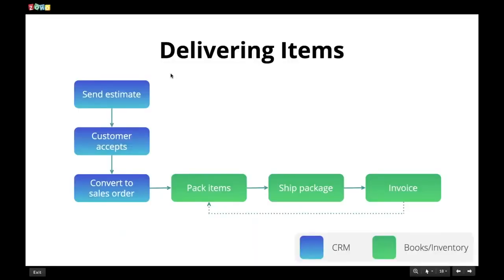So if we look back over at our diagram, we've sent an estimate. It's been accepted. We've converted it to the sales order. So if we're a salesperson, our job is kind of done now. And this is where things would probably pass off to the back office, where somebody would pick up from here in Zoho Books or Zoho Inventory to deal with the packing and the shipping. So let's take a look at that step of the process next.